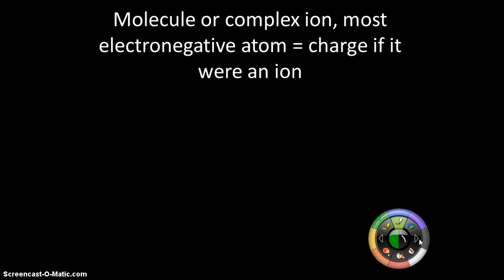If you have a molecule or a complex ion, you're going to start with the most electronegative atom that is there and assign it its charge as if it were an ion. So if you have ammonia, which is NH3, your most electronegative element here is nitrogen. Nitrogen typically forms a 3 negative charge, so you would assign it a -3 oxidation number.